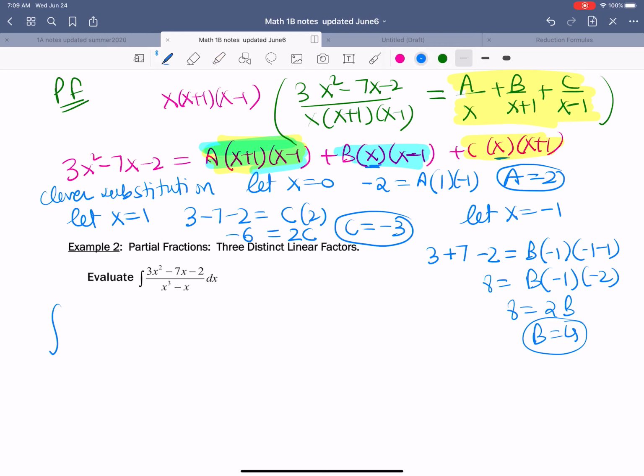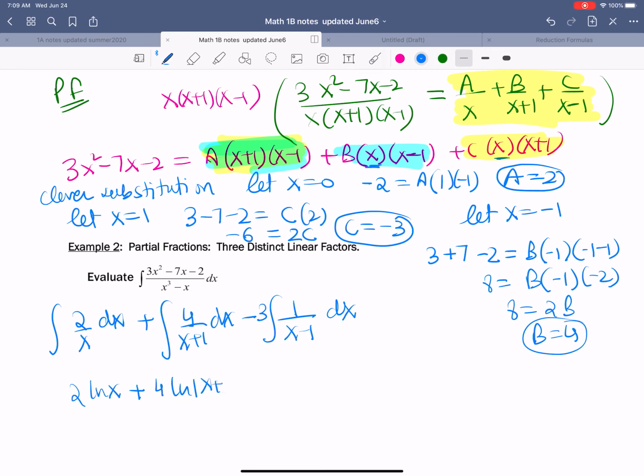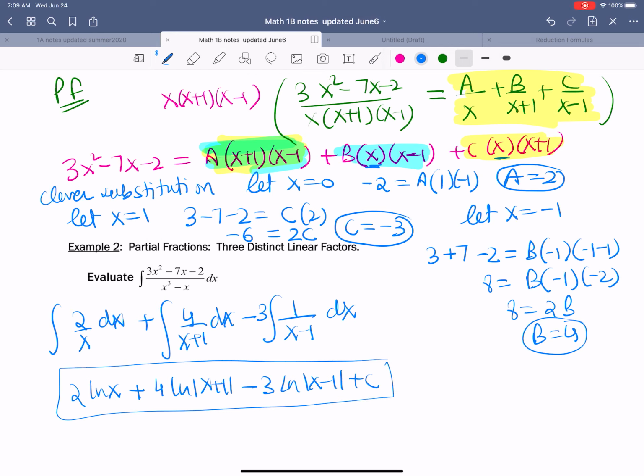And we would get a was 2, so 2 over x. I'm also going to separate the integral. B was 4 over x plus 1 dx minus c was negative 3, that's why I'm writing minus, and I can pull the 3 out, 1 over x minus 1 dx. So performing the integration, 2 natural log of x plus 4 natural log of x plus 1 minus 3 natural log of x minus 1 plus C. Okay, that's all we are left with.